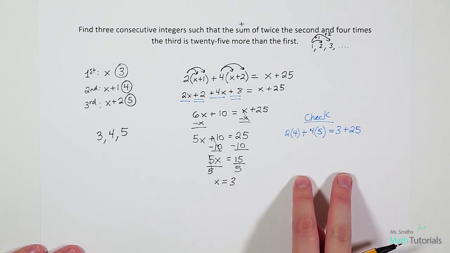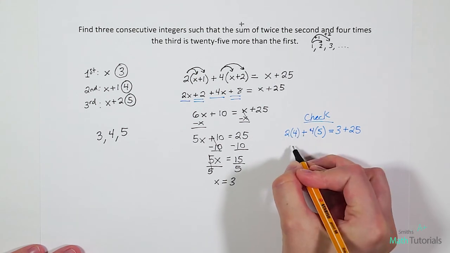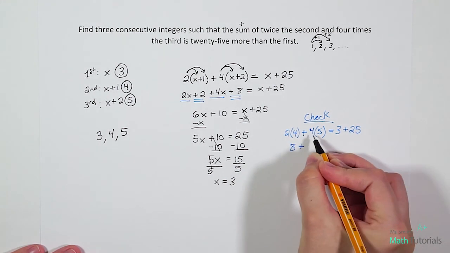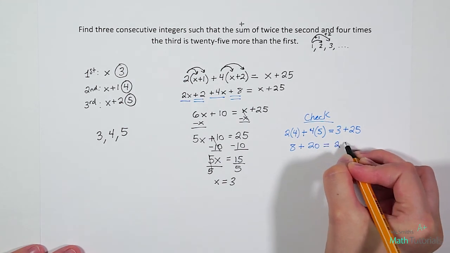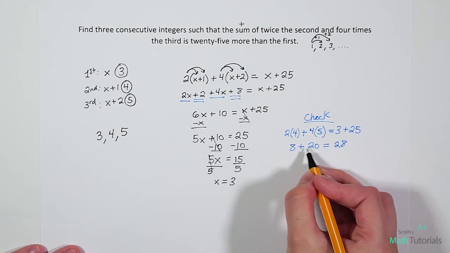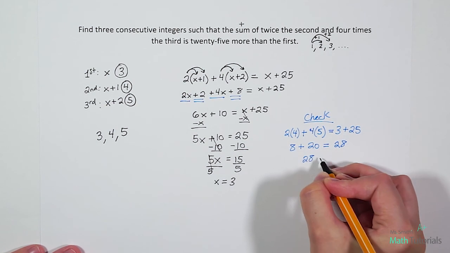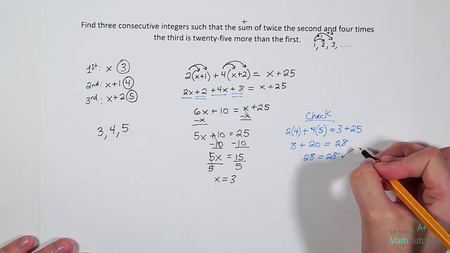Okay, so let's simplify these two sides and see if we get the same answer. So 2 times 4 is 8, plus 4 times 5 is 20, and 3 plus 25 is 28. 8 plus 20 would be 28. And does 28 equal 28? Yep.